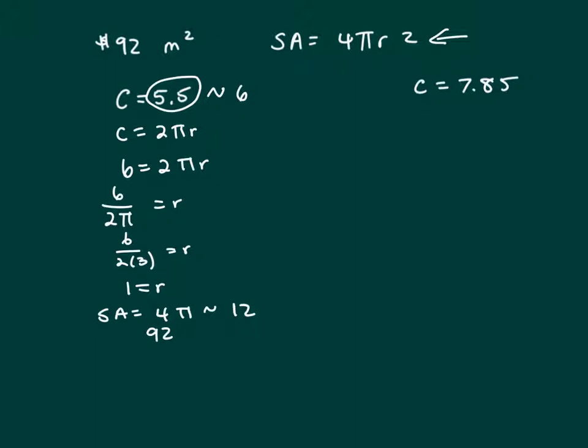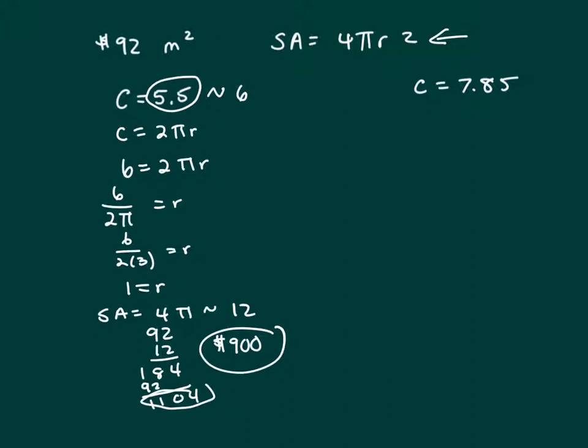92 times 12: 2 times 2 is 4, 2 times 9 is 18, and so on. That gives 1104. 1104 is too much. It's in between 900 and 1200, but this is too much, so it's got to be 900.